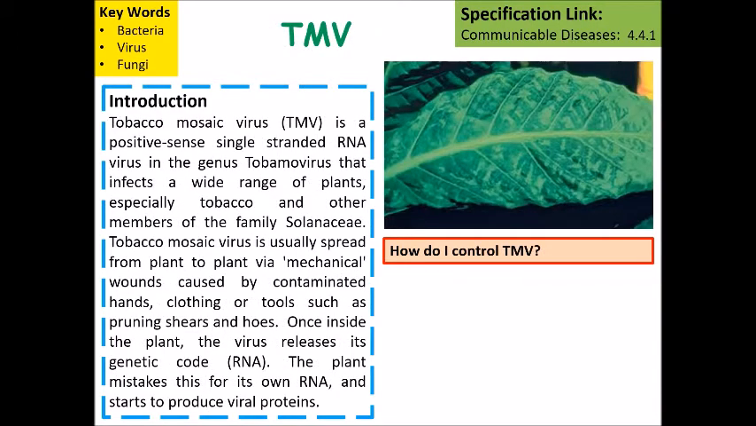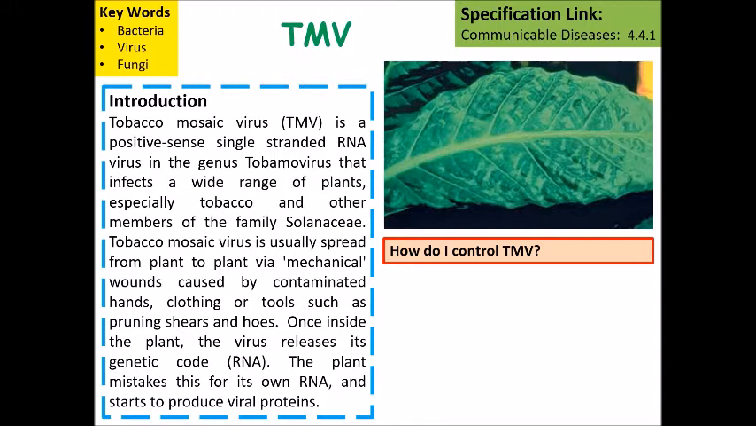The next disease that we want to look at is tobacco mosaic virus. So, tobacco mosaic virus is a single-stranded RNA virus that infects a wide range of plants, but especially tobacco. So it was in tobacco where it was kind of first seen. Tobacco mosaic virus is usually spread from plant to plant via mechanical wounds caused by contaminated hands, clothing or tools such as shearing or hose or things like that. So once inside the plant, the virus releases its genetic code, so the RNA. The plant mistakes this for its own RNA and starts to go and replicate the virus.